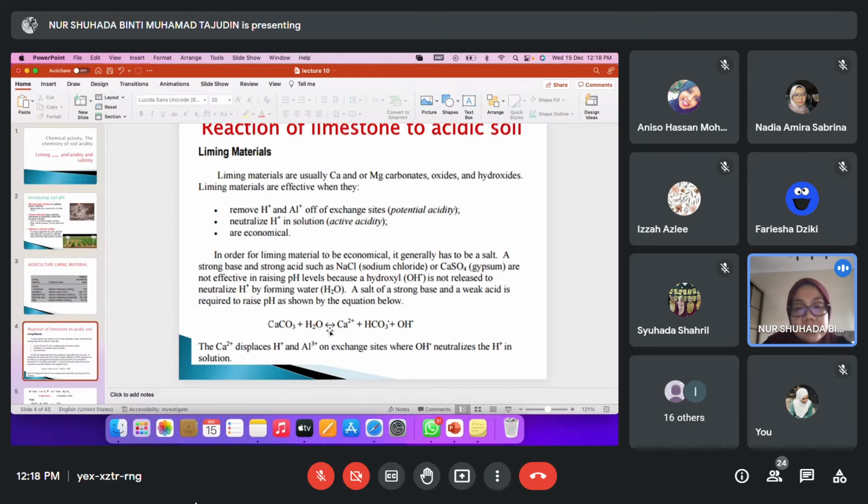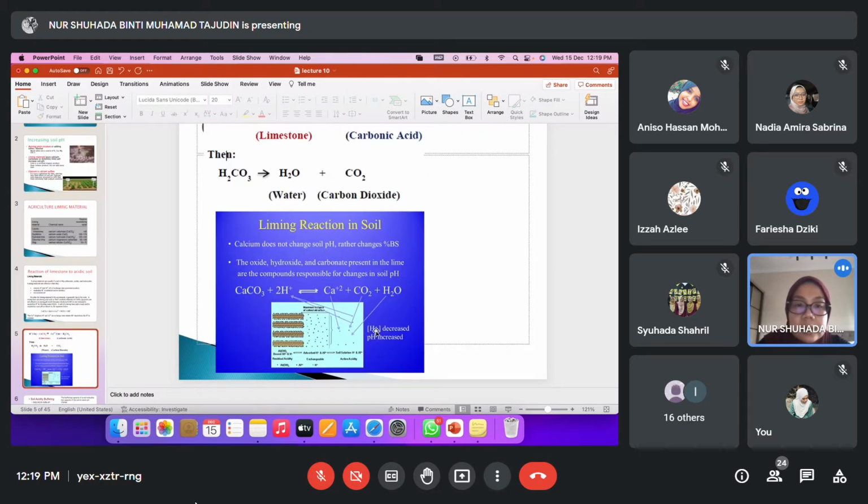This calcium will sit at the exchangeable site and this hydroxide will react with the H plus and produce H2O, meaning they're neutralized. So that's why I put here the calcium displaces the H plus on the exchange site, while the OH negative neutralizes the H plus and becomes water. Okay, carbonic acid is just a weak acid. So this is the liming reaction in the soil.